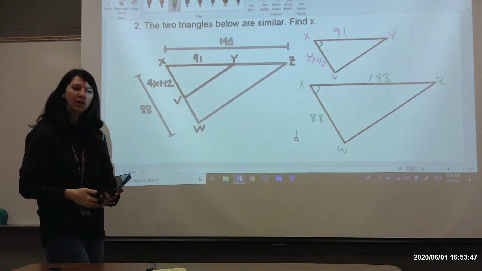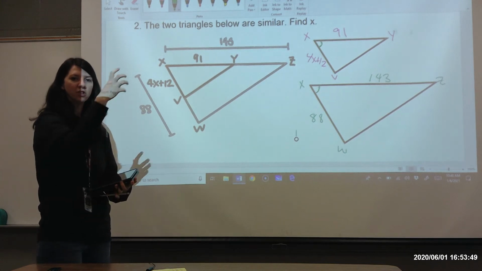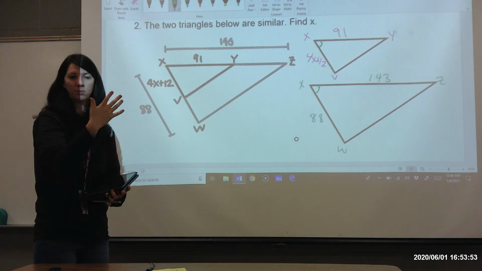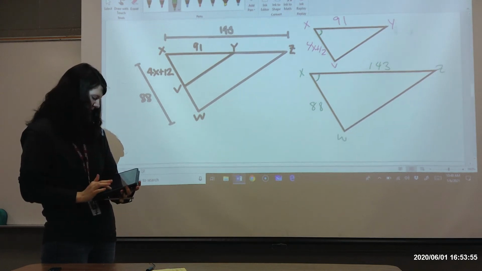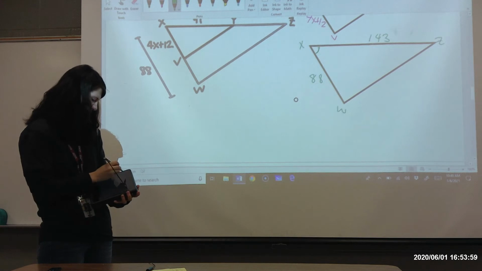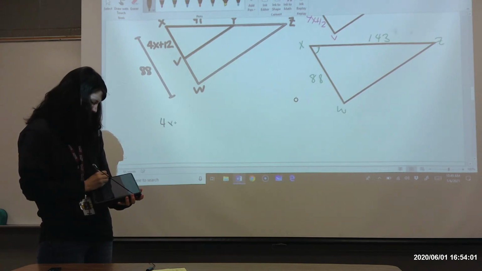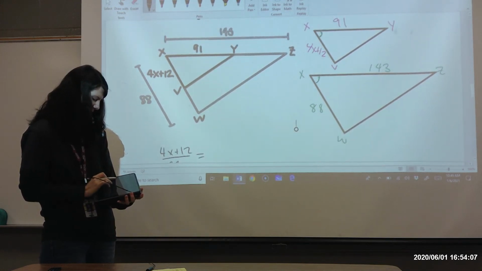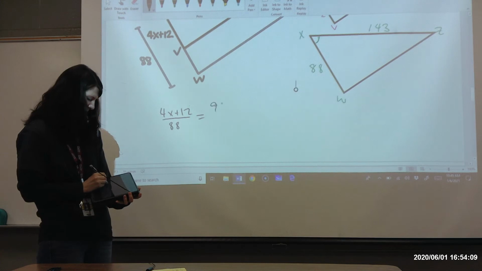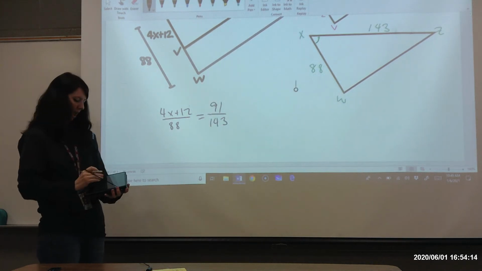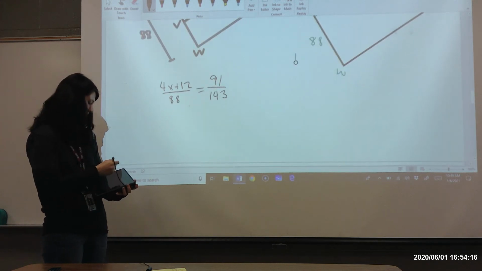There are multiple ways to set up a proportion. Just make sure you're staying consistent. You know, small to big, or big to small. So let me set up that proportion here. So we said 4x plus 12 over 88 is going to be equal to 91 over 143. Okay. I got a proportion. I can cross multiply to solve.